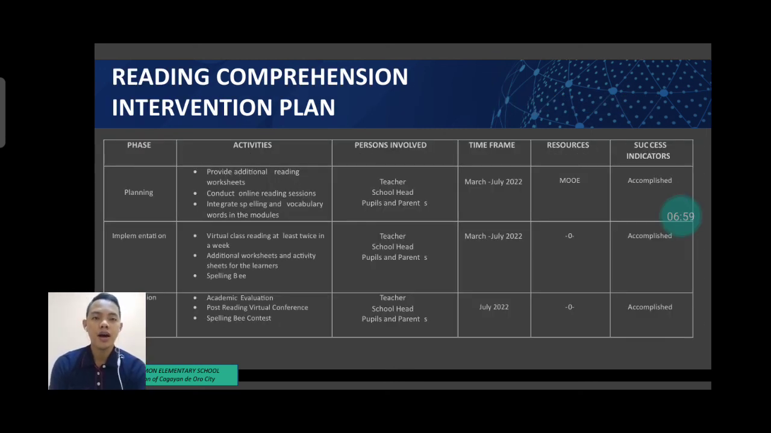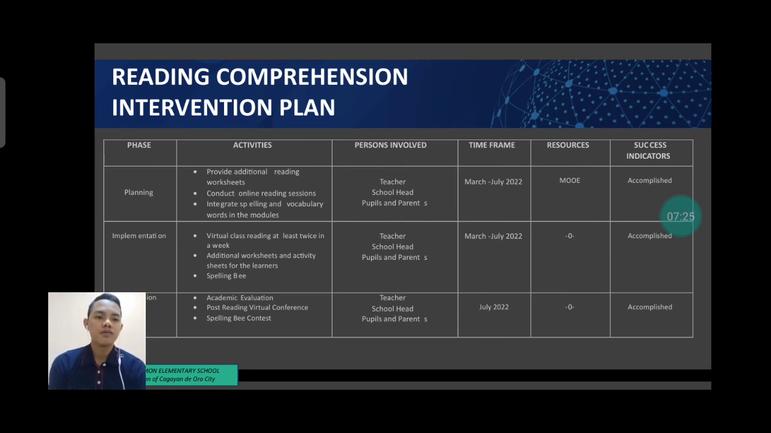So here is my reading comprehension intervention plan. In the planning phase, here are the activities: provide additional reading worksheets, conduct online reading sessions, integrate spelling and vocabulary words in the modules. In the implementation, these activities will be implemented: a virtual class, additional worksheets and activity sheets, and a spelling bee.